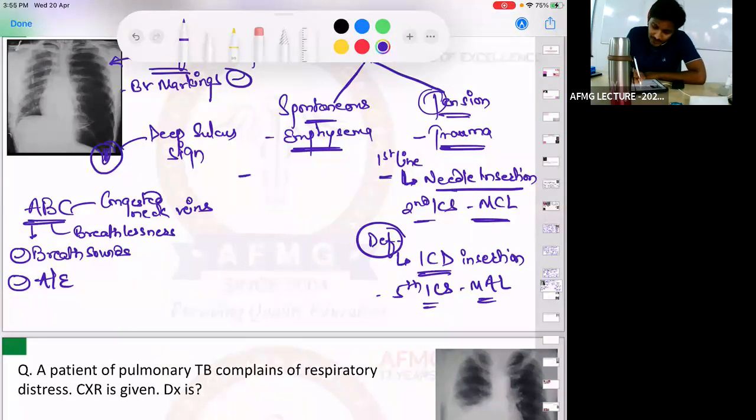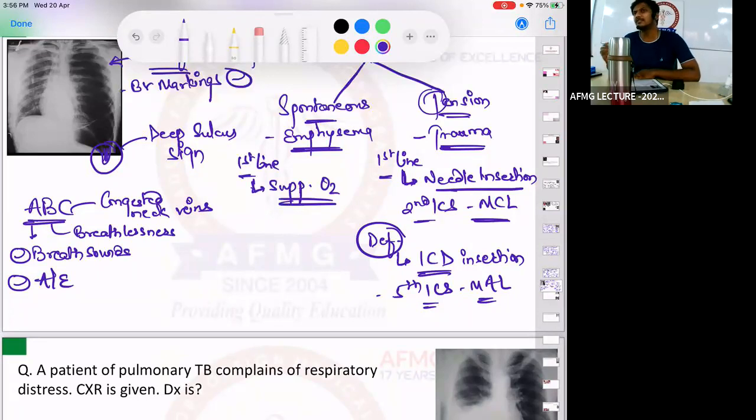But in cases of spontaneous pneumothorax, if they ask you first line management, you will give supplemental oxygen to the patient. Only if the patient has cyanosis can you insert a needle. Otherwise, spontaneous pneumothorax is not that severe, therefore you will only give supplemental oxygen. No issues with pneumothorax now.